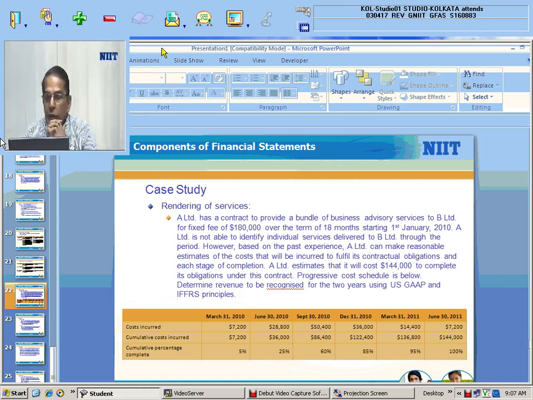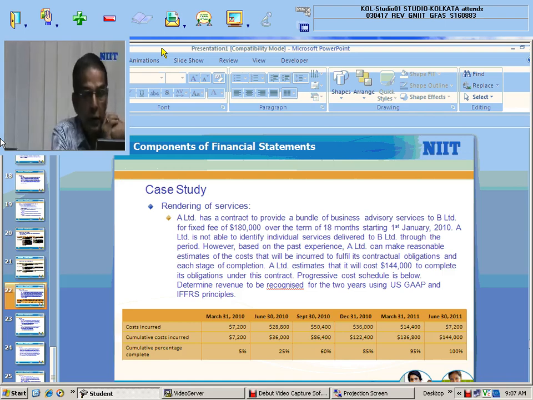So, the progressive cost schedule is given below. You have to determine the revenue to be recognized for the 2 years using US GAAP and IFRS principles. So we'll see the difference between US GAAP and IFRS principles regarding how revenue should be recognized over this 2-year period.